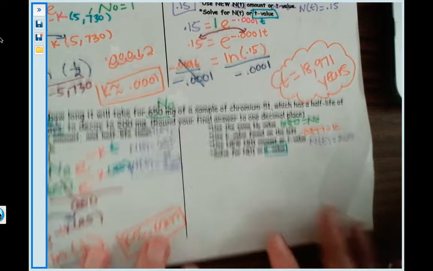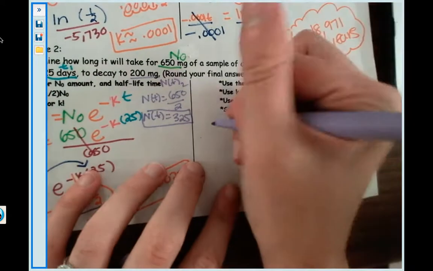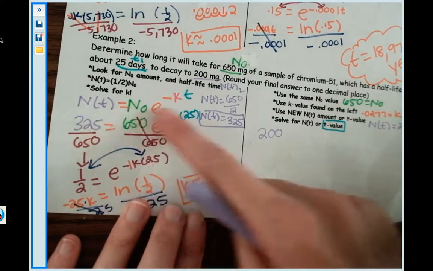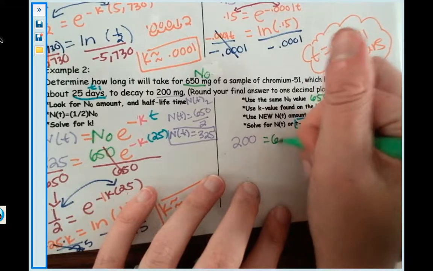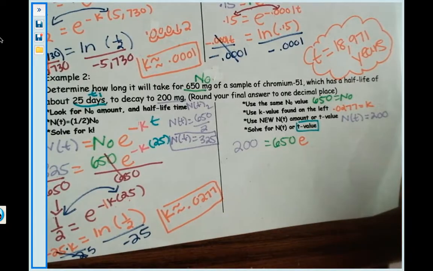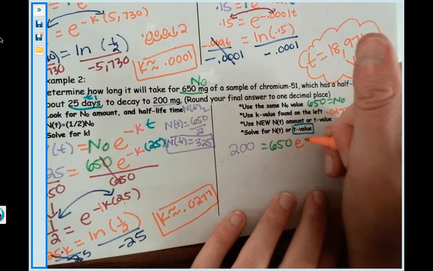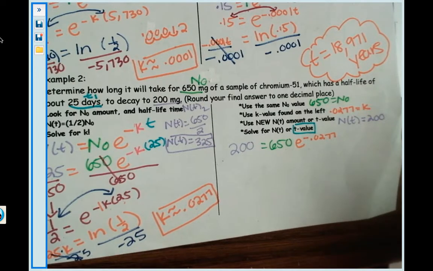Okay, let's get to solving, which once we set it up, it will flow just like the one on the other side. So my N of t is 200 equals N sub 0, because we're using this formula. My N sub 0 is still 650, the same as before, times e to the negative k, so k is 0.0277, so my negative k will be negative 0.0277, and then times t, because we're solving for t.